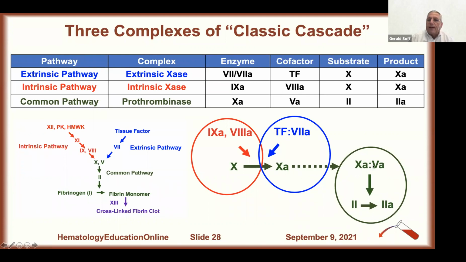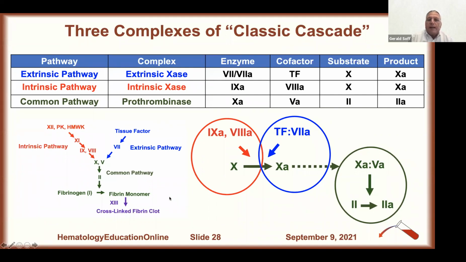And then you have factor 10A as the enzyme of the prothrombinase complex, using factor 5A as the cofactor and prothrombin as the substrate. So this is shown here: factor 10A, 5A, and prothrombin as the substrate, and this is the common part of the clotting cascade.